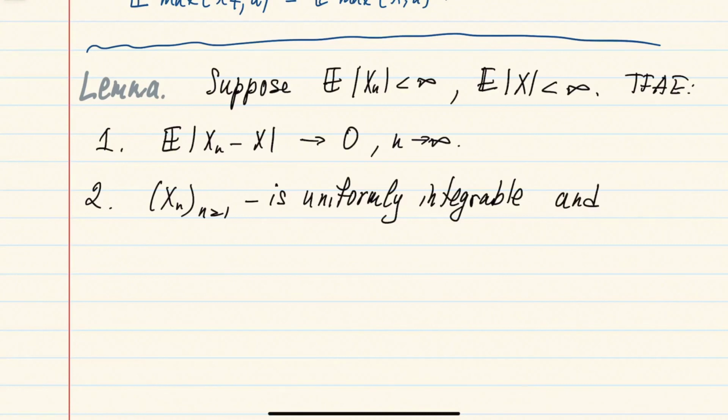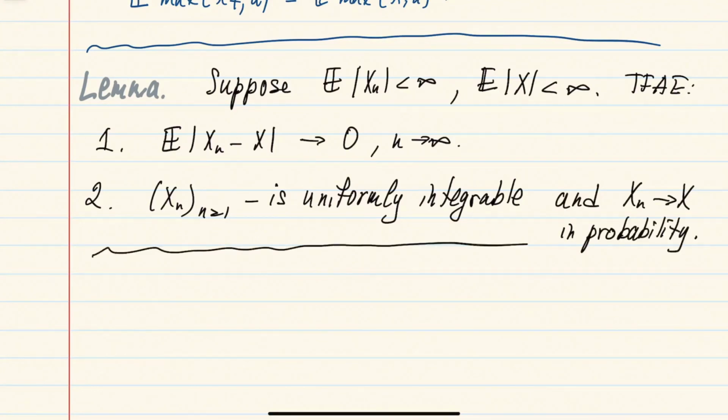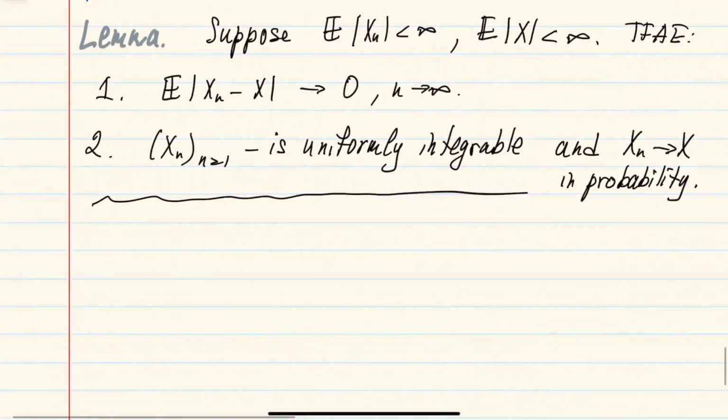plus xn converges to x in probability. Right, so the usual dominated convergence theorem would ask for xn to converge to x in a stronger sense, almost surely, and then if you have a domination by one random variable x from above, of course the whole sequence becomes uniformly integrable. But here you do not require almost sure convergence, you just ask something weaker, convergence in probability, and you just ask uniform integrability instead of domination by one integrable function.